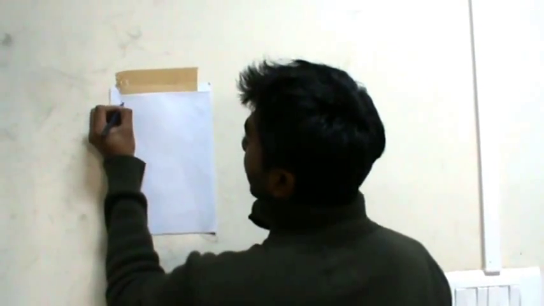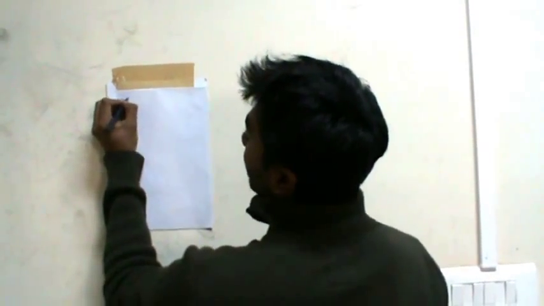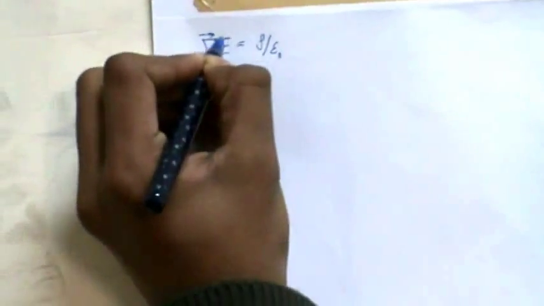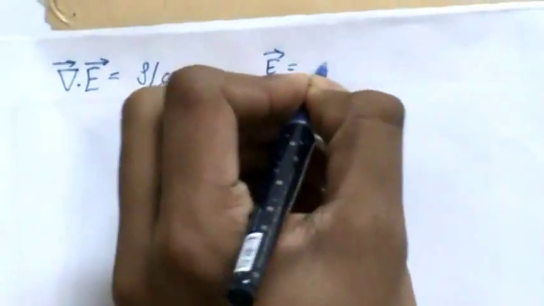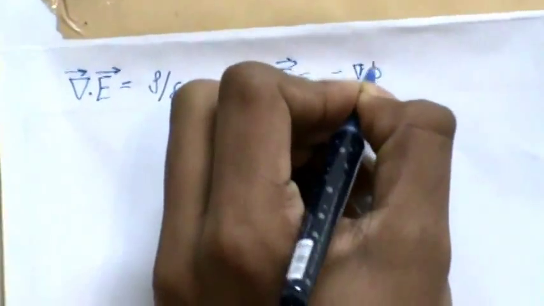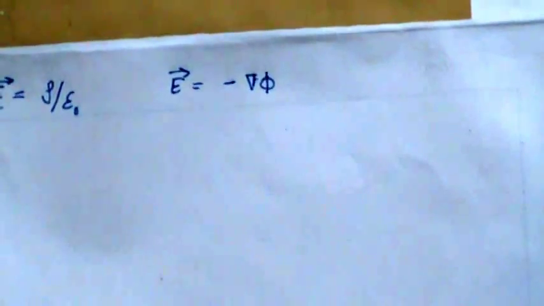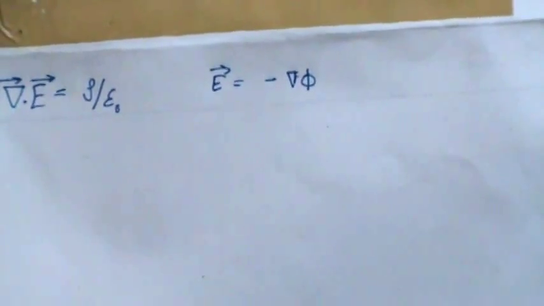So let us write this. I am not going to write the vector sign on del, but E I will write because it is a vector. For convenience, I am not writing del as a vector. We also know that E is equal to minus del phi. I am using phi for potential. Griffiths uses V, but I am used to phi. If you have a problem, then let me know. I'll change it next time.